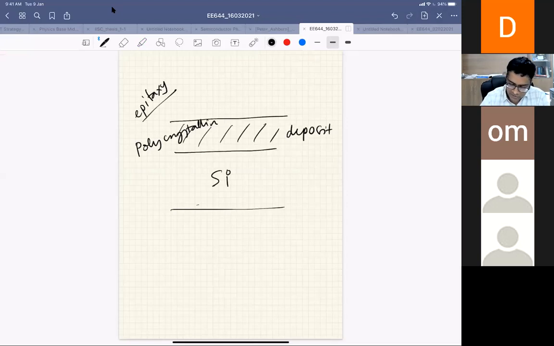Some part of the emitter is monocrystalline silicon, and some part is polycrystalline. So your junction is somewhere inside the emitter, and that junction is not very bad because this is a silicon junction and equally doped. There will be an interface, but that interface is not a very bad interface. This is still a silicon interface.